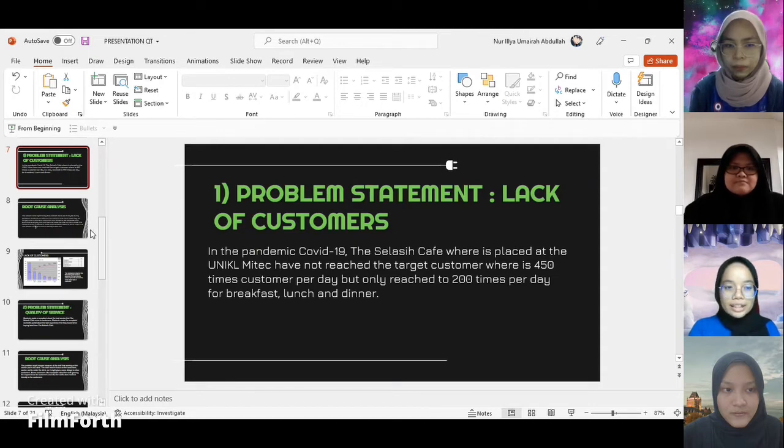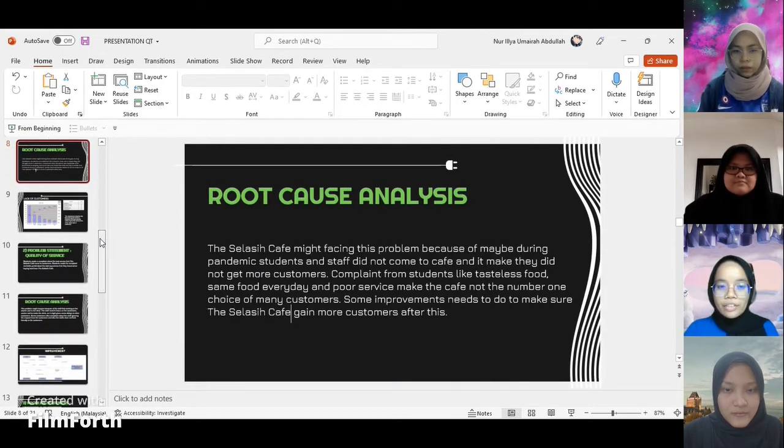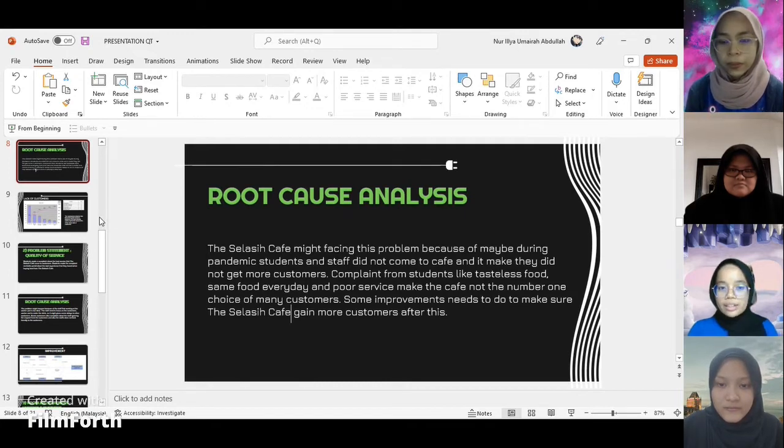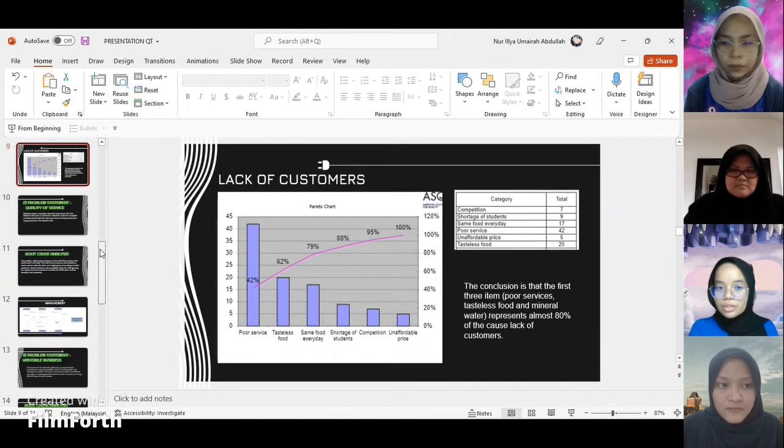For the root cause analysis, the Selassie Cafe might be facing this problem maybe because of the COVID-19 pandemic. So the students and staff did not come to the cafe, and they did not get more customers. They also get complaints from students like tasteless food, the same food every day, and poor service. So it makes the cafe not the number one choice of many customers. The Selassie Cafe needs improvement to gain more customers after this. Next, I will pass to the next presenter to talk about the improvement.